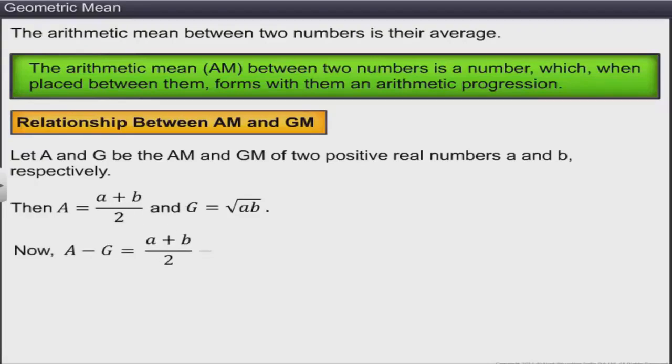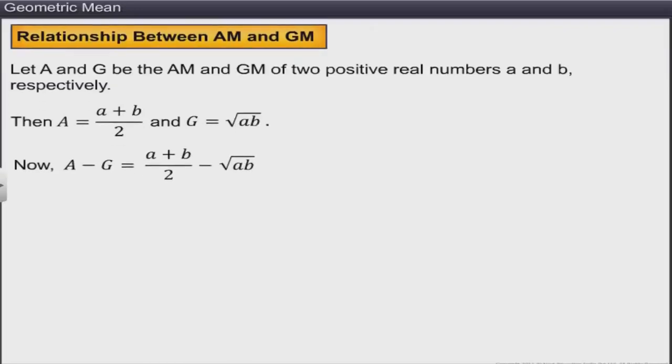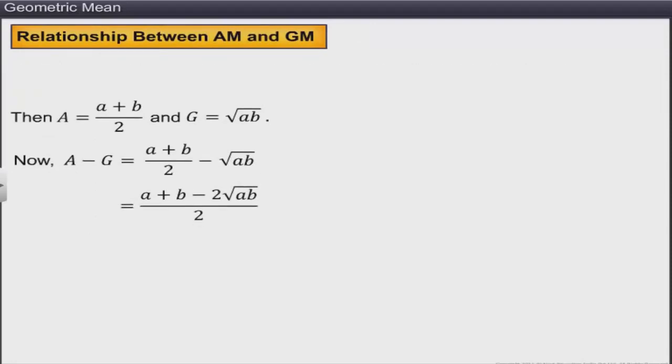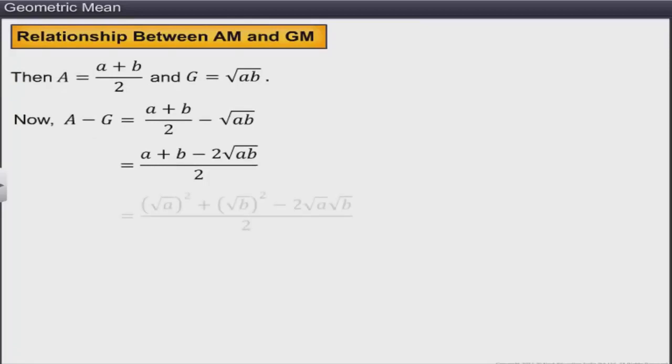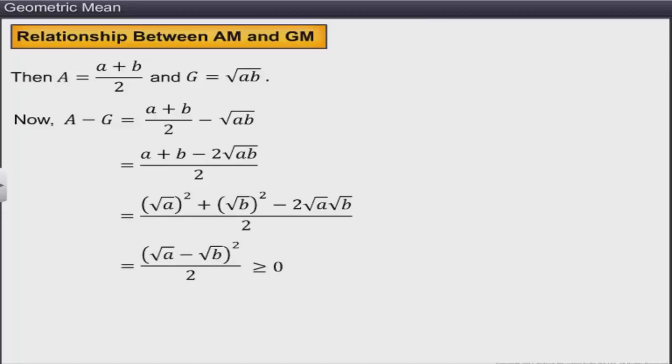This is equal to (A plus B minus 2 times square root of A into B) whole divided by 2. Now, A can be written as (root A) whole square and B can be written as (root B) whole square. This implies A minus G is equal to (root A minus root B) whole square upon 2, which is greater than or equal to 0.